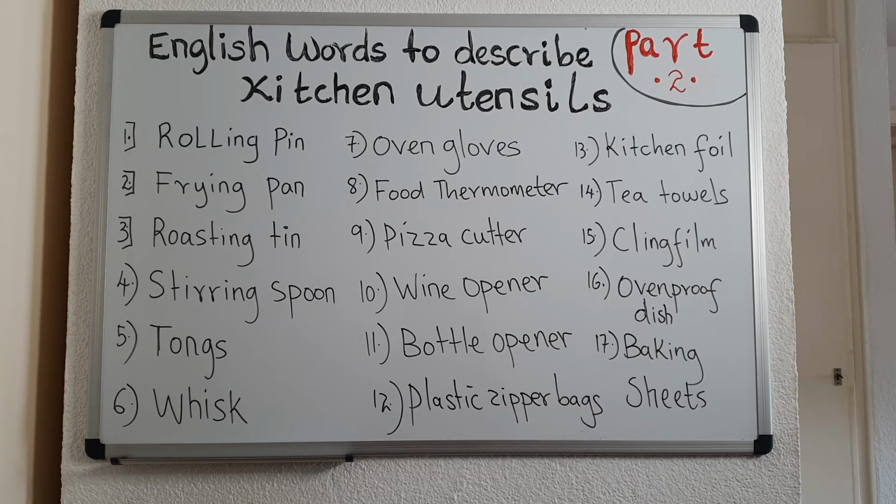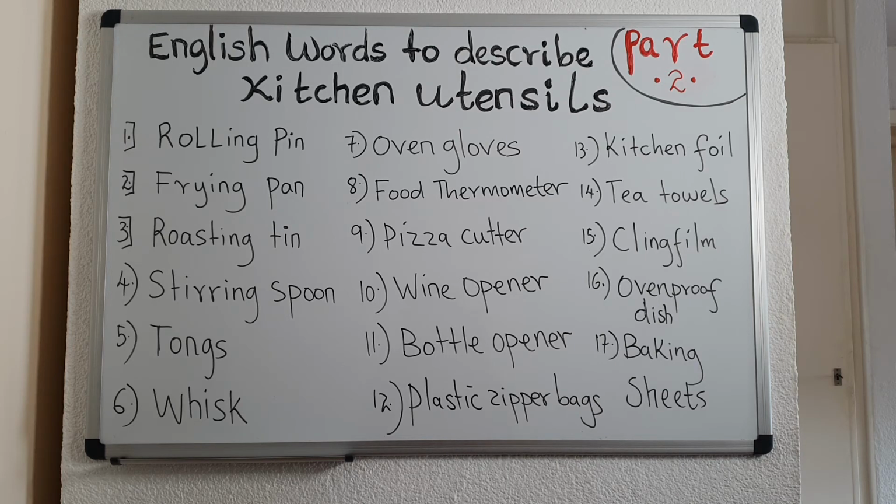The next word is bottle opener. Bottle opener. We use a bottle opener to open bottles. Some bottles have bottle tops. Like, for example, if you buy a bottle of beer and you want to open it, then you use a bottle opener. Or if you buy a soft drink, like for example, Fanta or Coca-Cola, and it is in a bottle, to open it, you use a bottle opener to remove the bottle top.